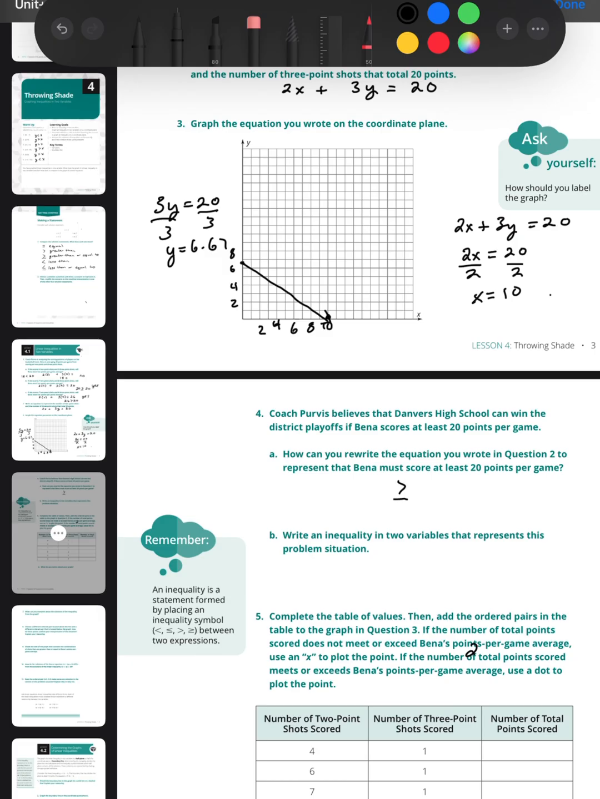So if we use a greater than or equal to sign, Benna's points need to be greater than or equal to 20. So if we wrote that as an inequality now from our equation, 2x plus 3y would be greater than or equal to 20.